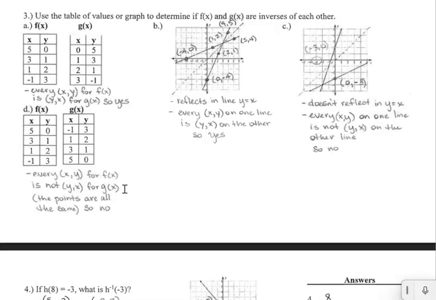So the points are, so no, it is not going to be an inverse because literally these points are all the same in both tables. They're just in different orders. Okay, let's look at a graph.